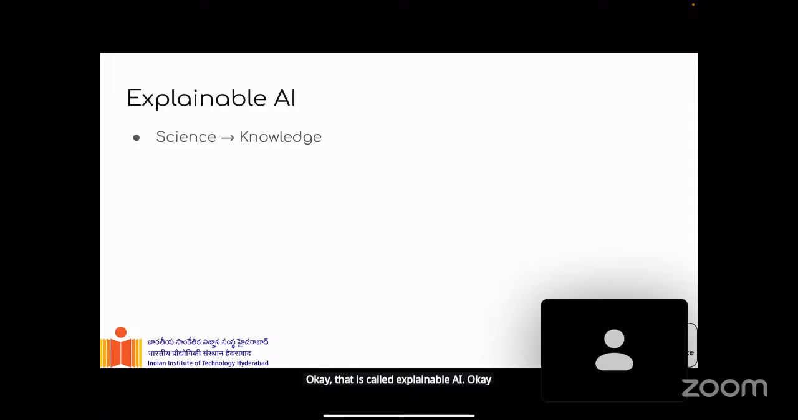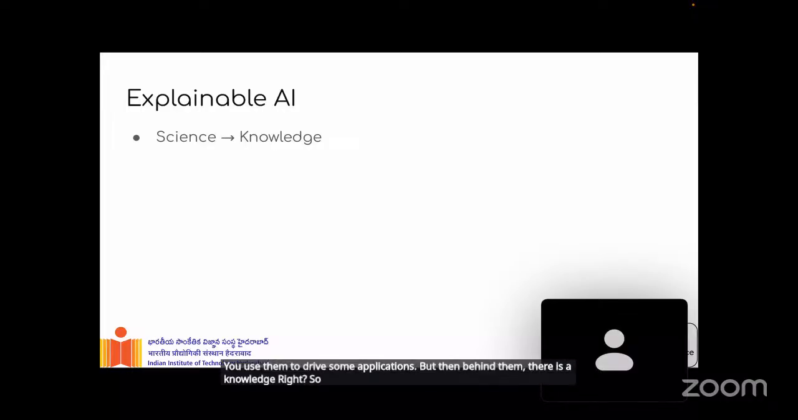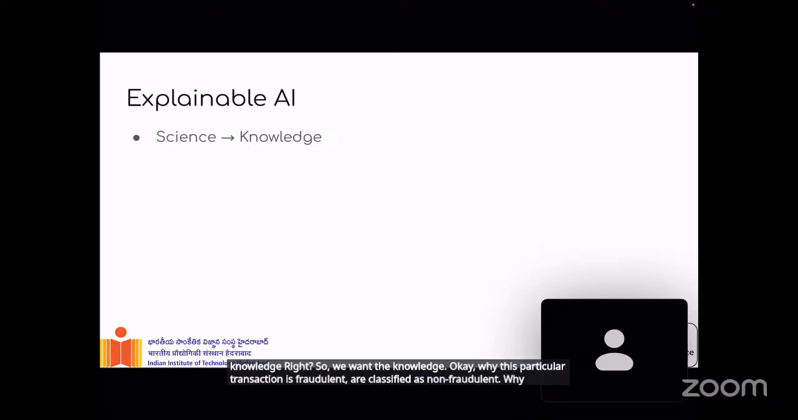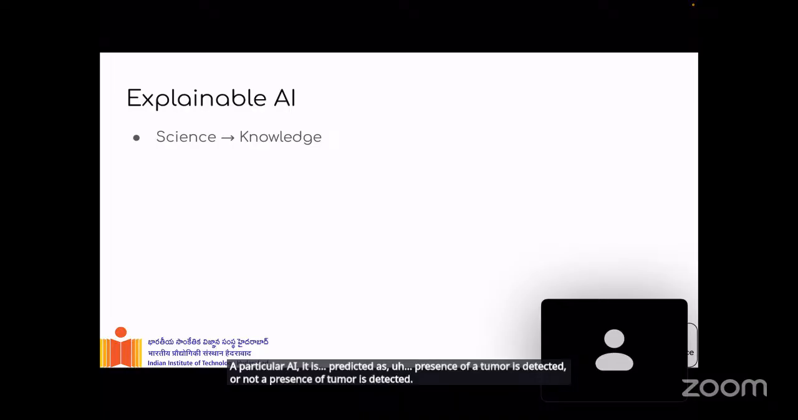So we all know data science takes a lot of data and gives us models. Models are technology. You use them to drive some applications, but behind them there is knowledge, right? So we want the knowledge. Why is this particular transaction classified as fraudulent or not fraudulent? Why, when a particular AI analyzes this MRI, is the presence of a tumor detected, or not detected? All that is fine, but we want that knowledge.